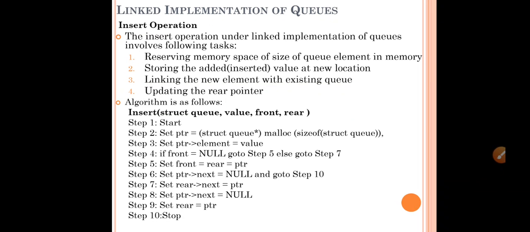Okay, so step 7 is set rear points to next ptr, then set ptr of next equal to null. Okay, set rear equal to ptr. So here we created one node, and we inserted the element into that info field. If only one node exists, we are setting the next field to a null value, or if there is another existing node, we are going to point that next pointer to that node. Okay, so this is the operation of insert.